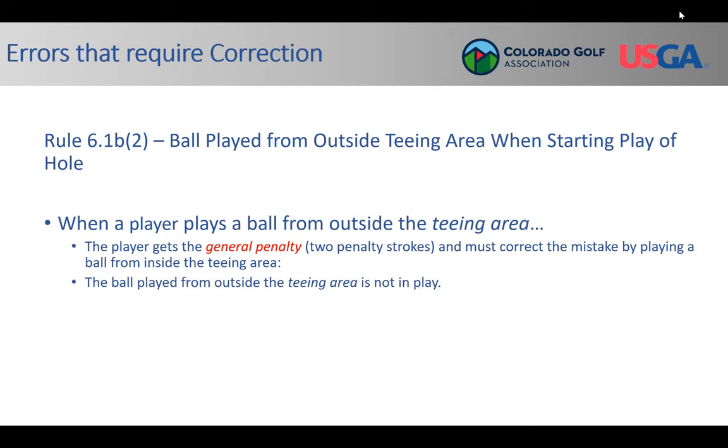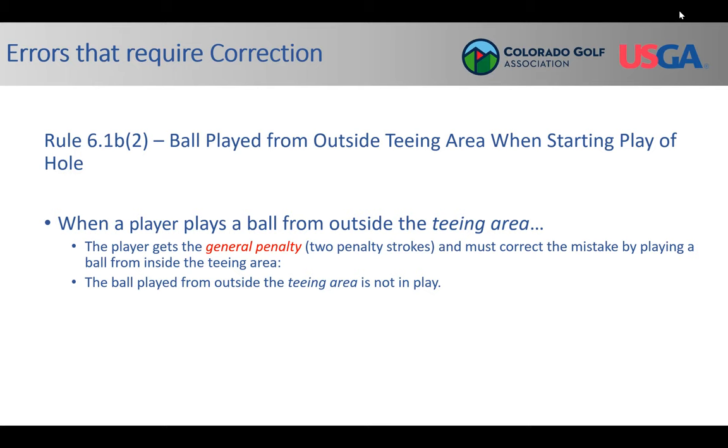That original ball we played from outside the teeing area, that's not a ball in play. There's no way we can make a score with that golf ball. We know we're going to have to make that correction at some point, so that ball is not in play. We have started the play of the hole, because the rules tell us that any stroke we make to start the play of the hole, whether it was from inside or outside the teeing area, means we have started the play of the hole. So the hole has started for us.